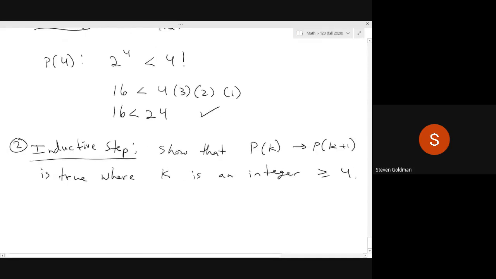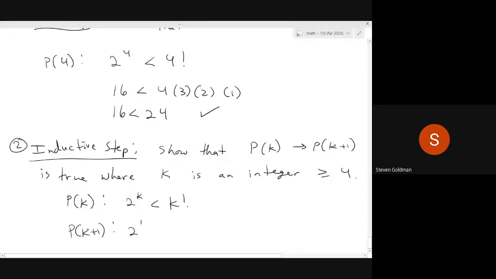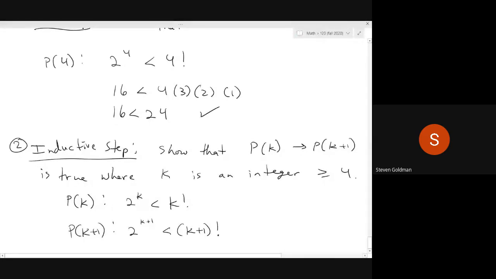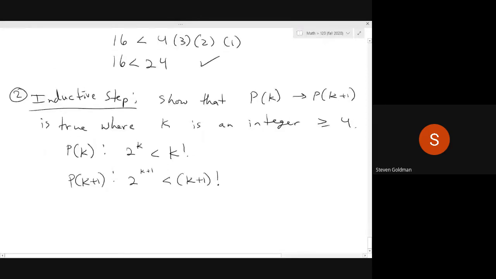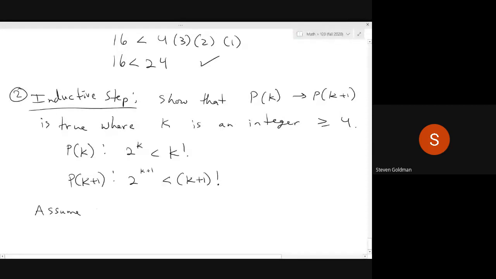Again, let me write down what P of k and P of k plus 1 are. P of k would be the statement 2 to the k is less than k factorial. P of k plus 1 is the statement 2 to the k plus 1 is less than k plus 1 factorial. So we're doing a direct proof. We're going to assume P of k is true. That's the inductive hypothesis. And use it to show that P of k plus 1 is also true.